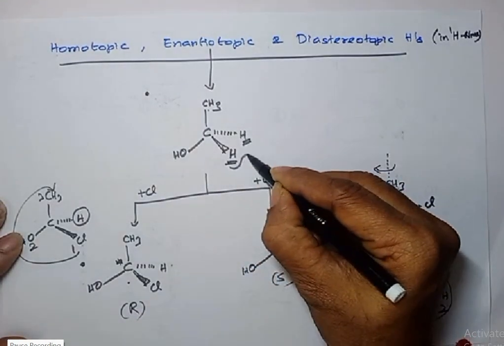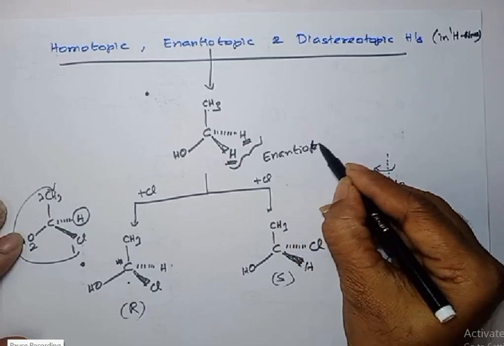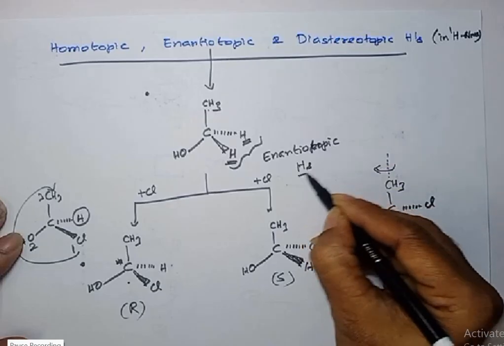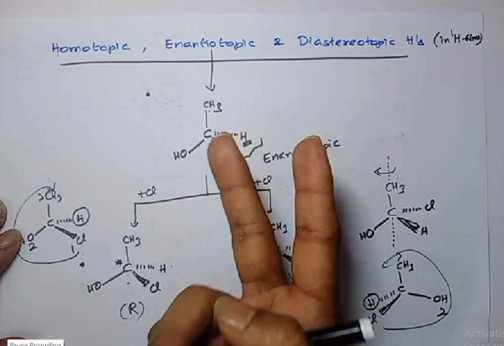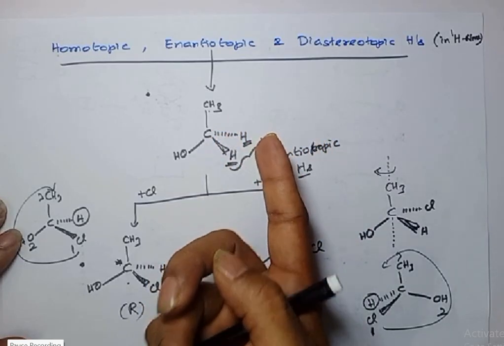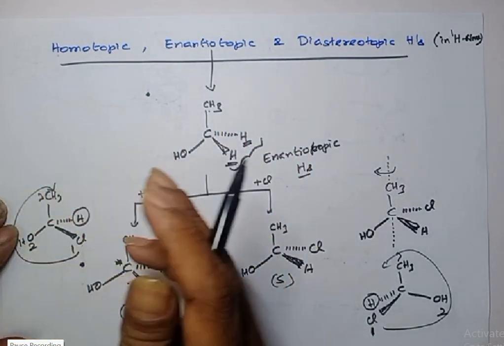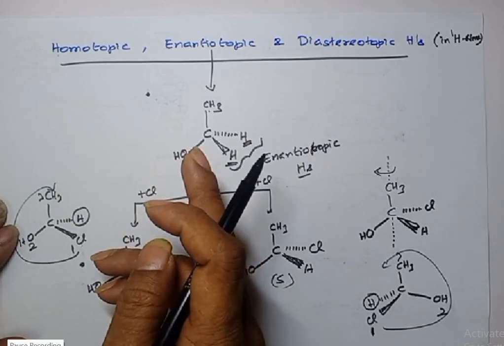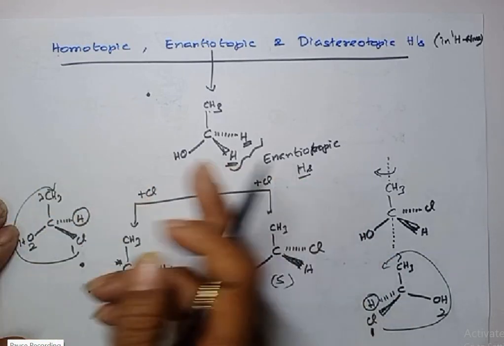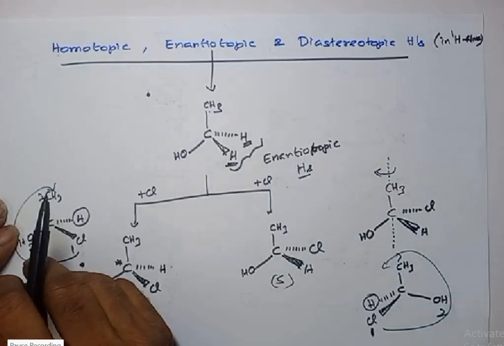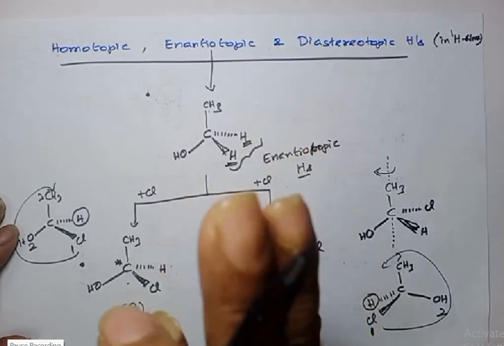Therefore, these hydrogens are called enantiotopic hydrogens. Listen: if two hydrogens are present in a compound, and if I replace one hydrogen by some group and get an R isomer, and if I replace the other hydrogen attached to the same carbon by a group and get an S isomer, then we call those hydrogens enantiotopic hydrogens. Remember, in the NMR spectrum, enantiotopic hydrogens are chemically equivalent.